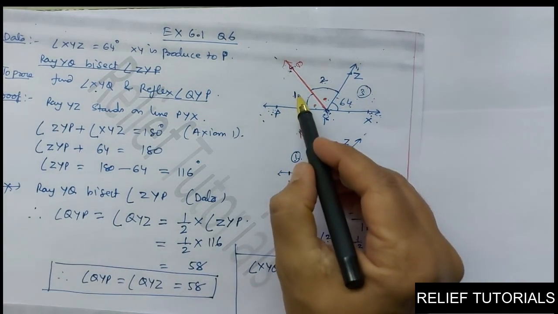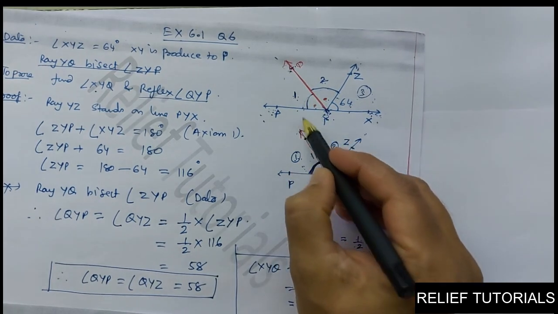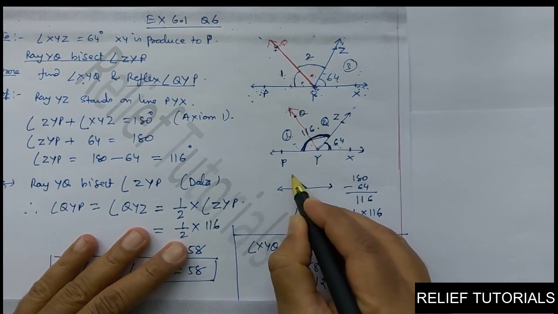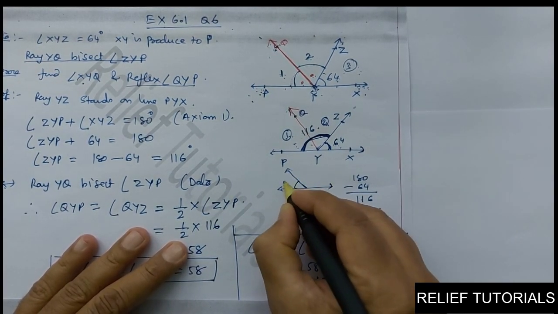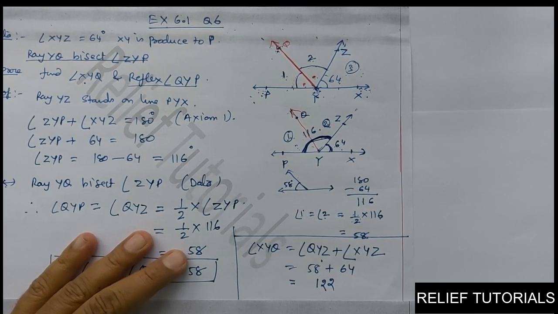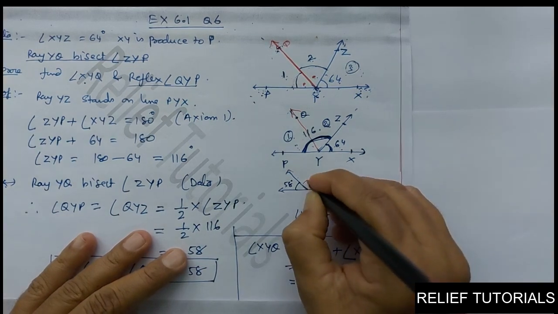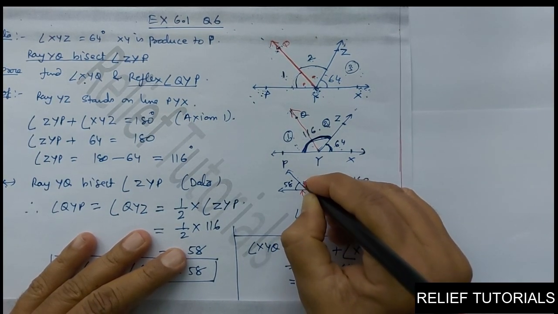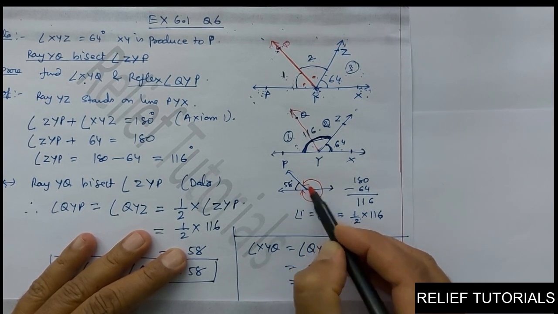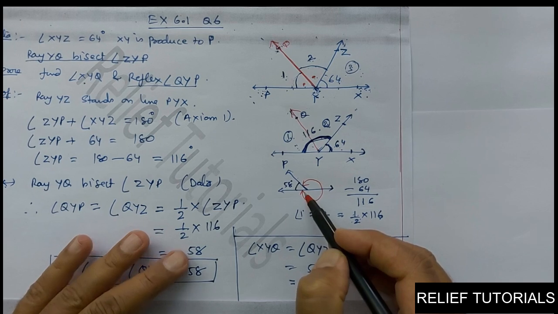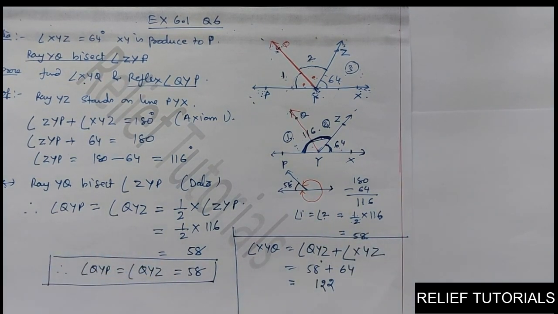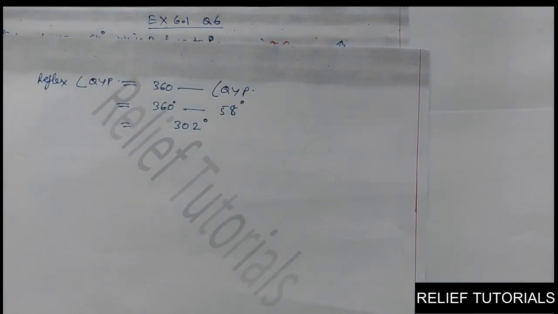Clear? And angle 1 is 58 already, and reflex means from 360. Simple, no? See here. This is 58, and you want to find this reflex. So I told you reflex will be 360 minus this. This is reflex. This you have to find out. So from total 360, you will subtract this 58. So you will get reflex of angle QYP. Okay. So with this, we are going to complete our exercise.